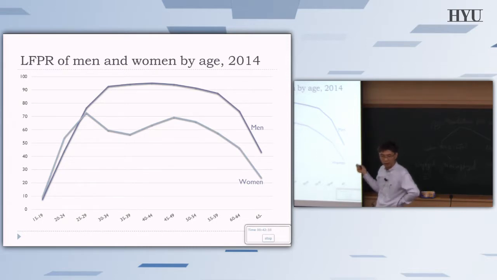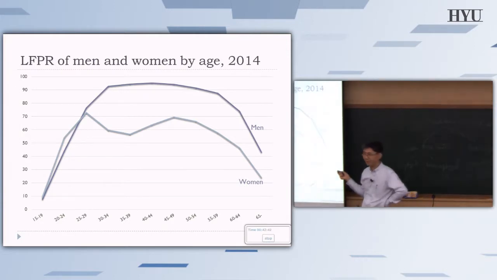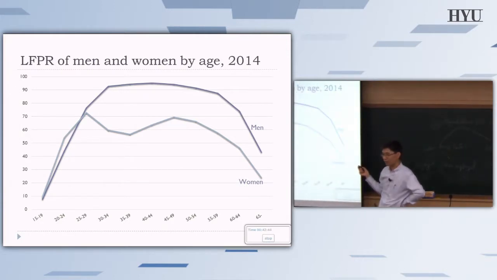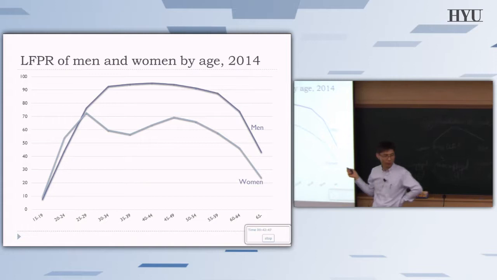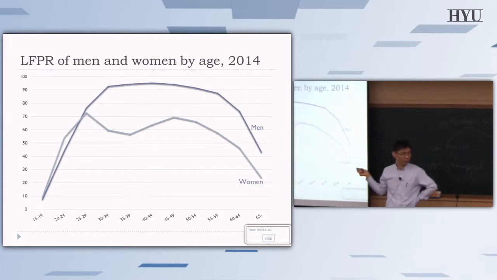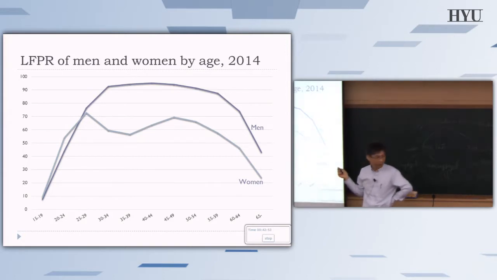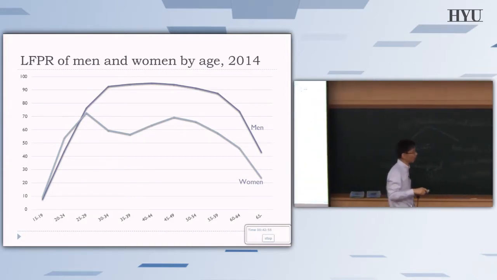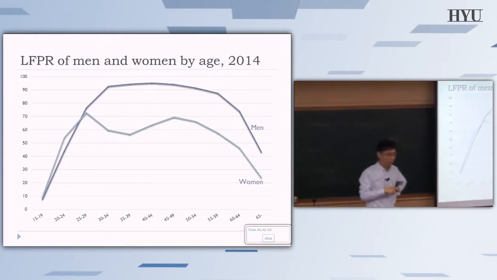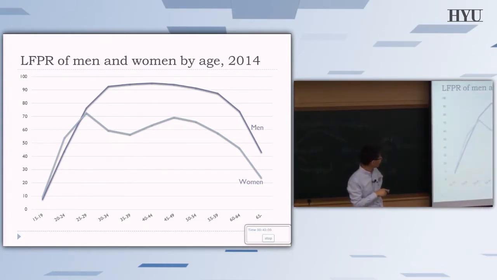Why? It is reasonable to interpret it as, let's say, the child grows up, so they have less responsibility at home, so they go back to the labor market. So it goes up to almost 70% at 45 to 49, and then what? And then it drops again.